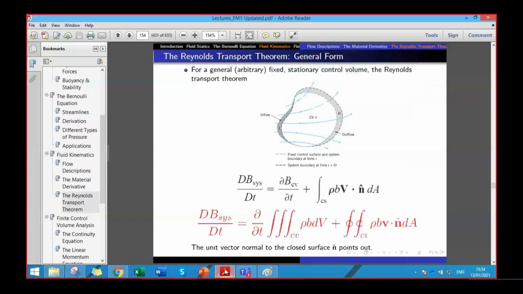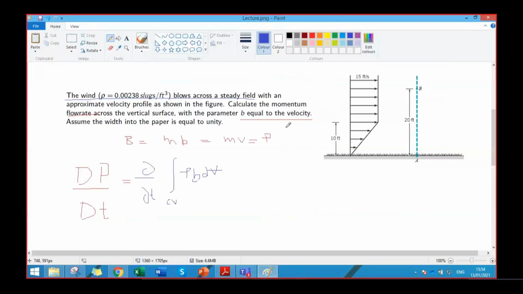There is a velocity term here, rho b. So v is velocity, so I will write rho v here. This term would be 0, right?